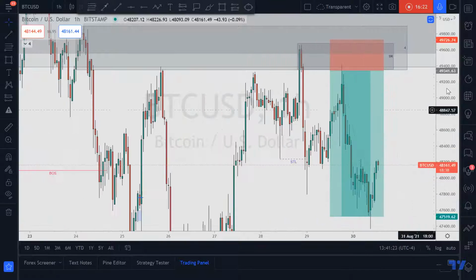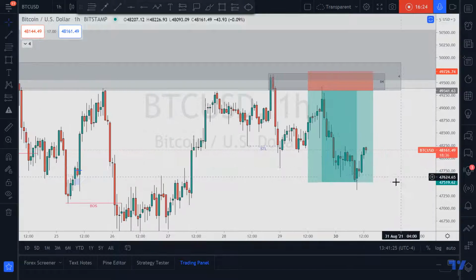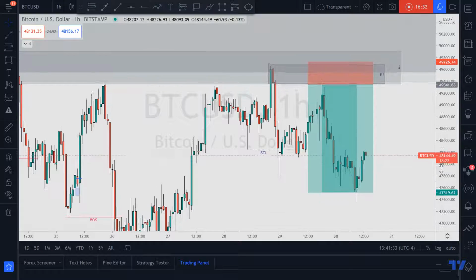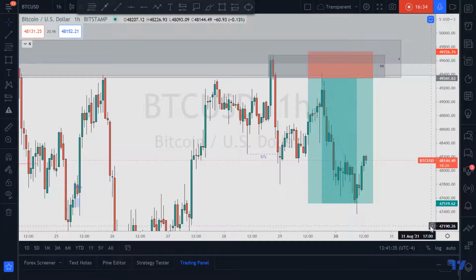Order blocks work if you just track order flow through order blocks and breaks of structure. You're going to be able to make money in every market because they all move. As long as they have candlesticks in it, you're going to be able to make money.